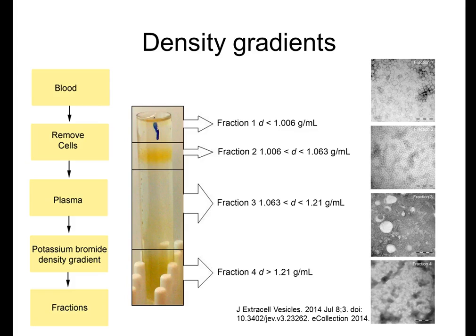Now, what you can see in fraction 3 is that this fraction contains the HDL particles, so that's the fraction with the density between 1.063 and 1.21 gram per mil, and this fraction contains HDL particles but also vesicles. And this is simply because both have an overlap in density. So when you apply a density gradient to plasma, you will be unable to separate HDL particles from the vesicles.